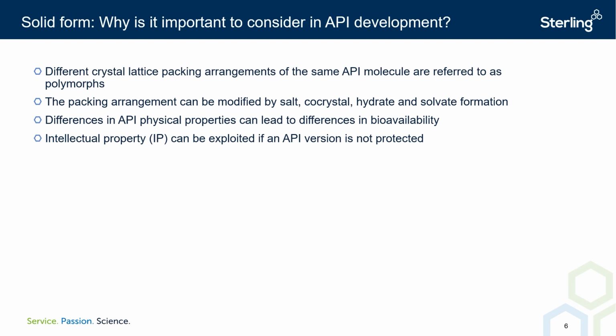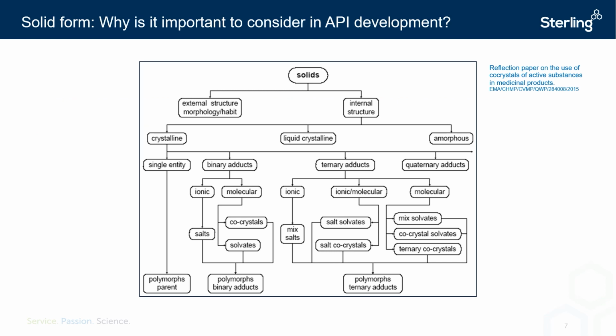If the API version is not protected correctly by intellectual property, the API might be open to exploitation by the competition. The European Medicines Agency classifies an API solid in terms of its appearance, which is particle shape, and the internal structure. The most relative arrangements of the internal structure of an API we need to consider are amorphous, the most disorganized, and crystalline, ordered, and how the various compositions might be obtained for crystalline solids.